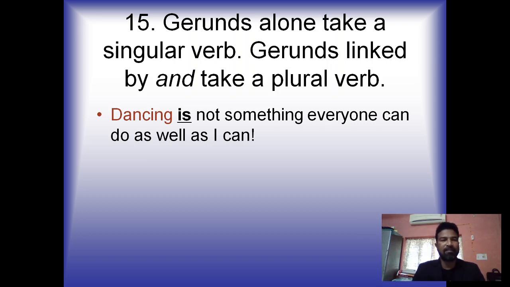So the example is, dancing is not something everyone can do as well as I can. Say, for example, singing is not easy for all. Cooking is a great art, a great talent. Teaching is a noble profession. Teach, ing form, teaching. Teaching is a gerund. Let's move on to the next slide.